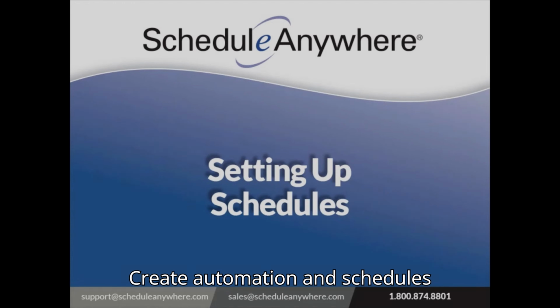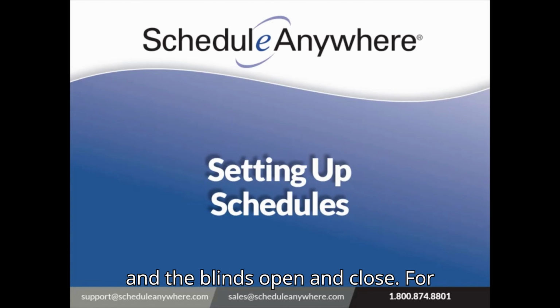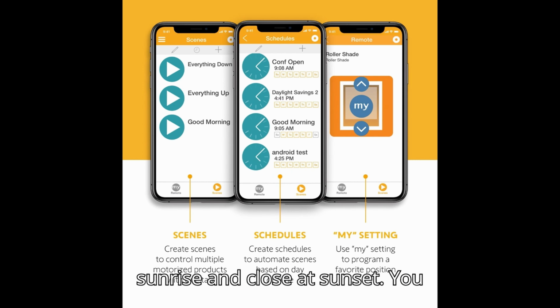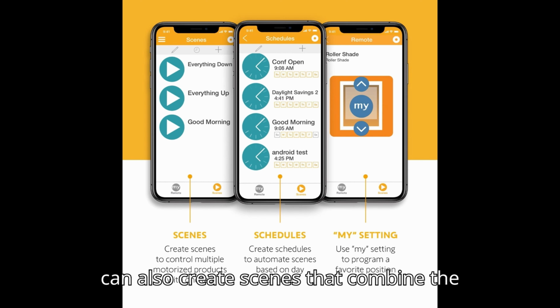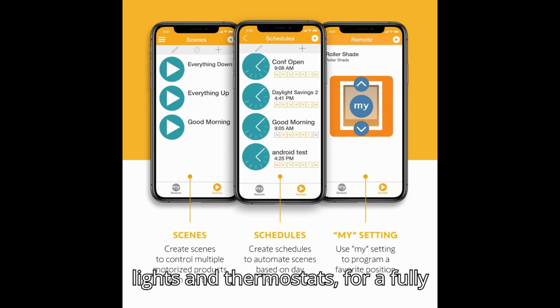Create automation and schedules. Set up schedules in the app to automate when the blinds open and close. For example, you can schedule them to open at sunrise and close at sunset. You can also create scenes that combine the blinds with other smart devices, like lights and thermostats, for a fully automated environment.